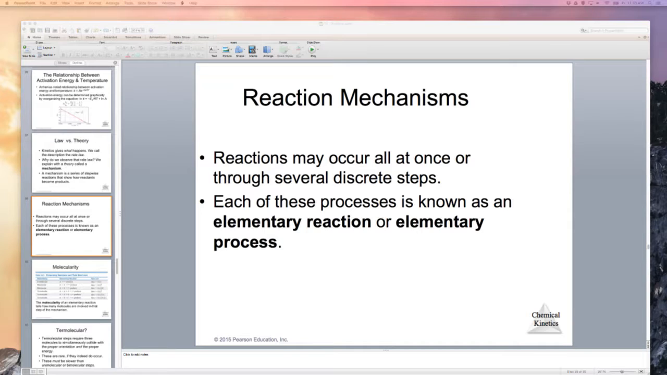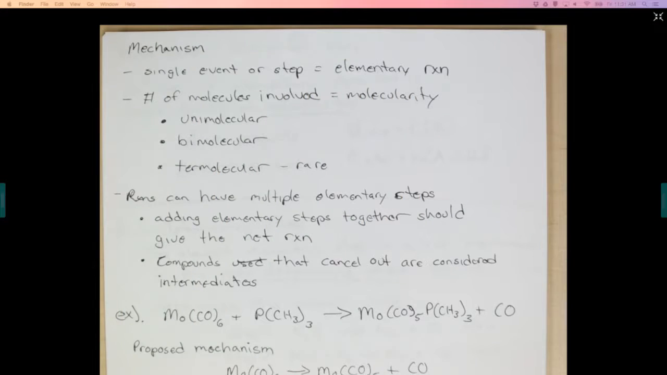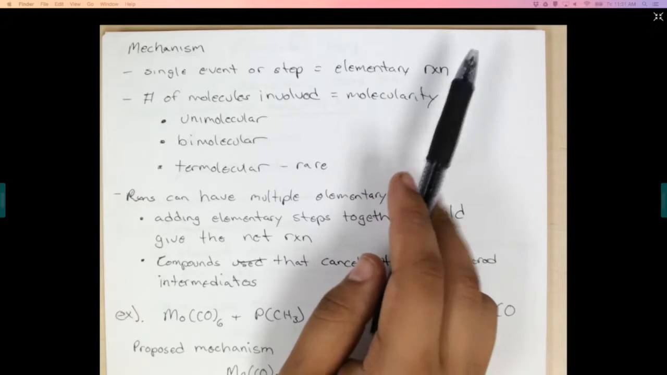And when we can designate these steps as such, then we call them elementary reactions, elementary processes, or you'll see me use elementary steps. So an elementary step means that it is a discrete step within the framework of a chemical reaction. And I have that written here, that the mechanism for a particular chemical reaction can have a single event or steps which give us what we call an elementary reaction.